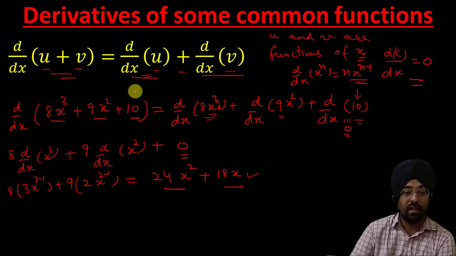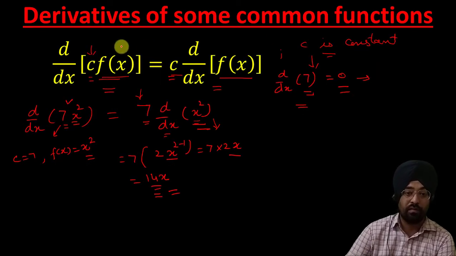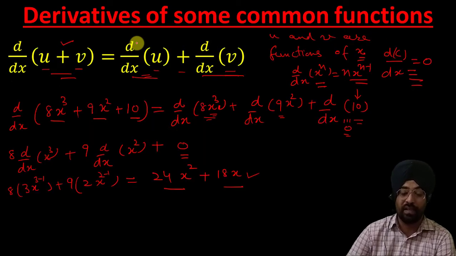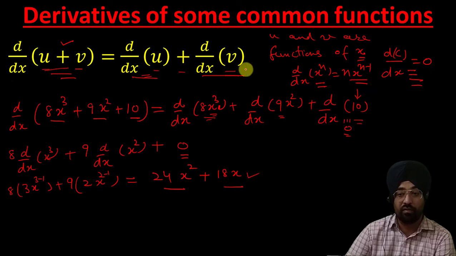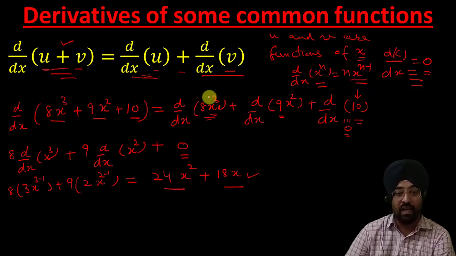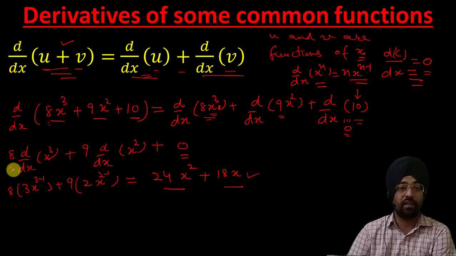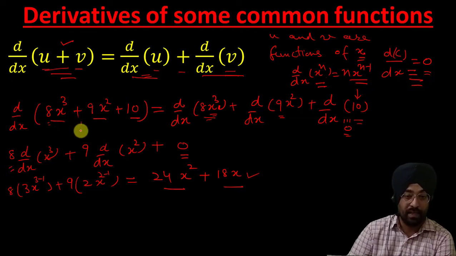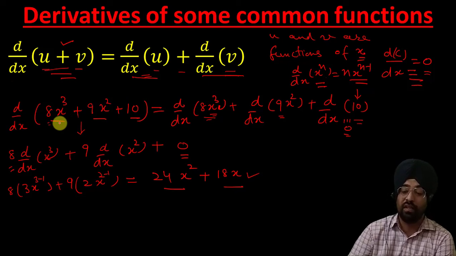So we have taken the help from this formula, this formula, this formula, and this formula. So in one example we have used so many formulas: u plus v, the derivative of a constant is 0, the derivative of x to the power n is nx to the power n minus 1, and if a function is multiplied by a constant, then that constant comes out of the differentiation. So these are the various formulas that we have applied in this example. So please try to do more examples, then you will learn more.